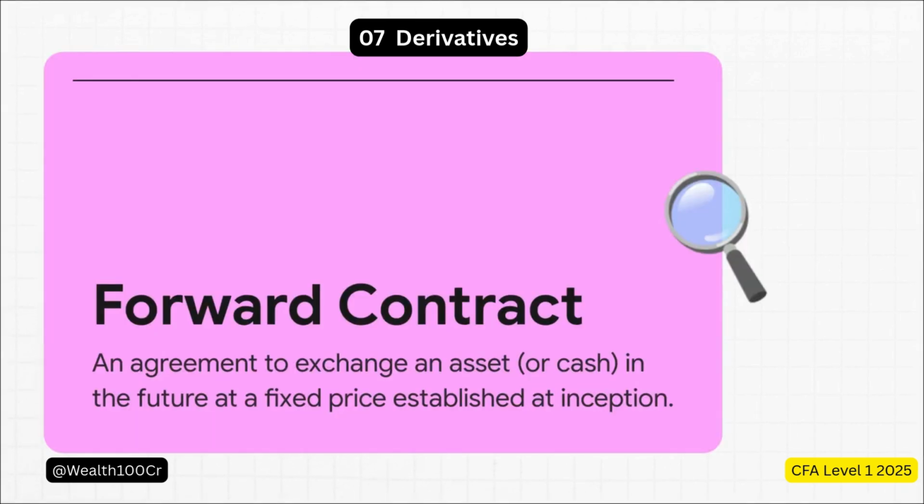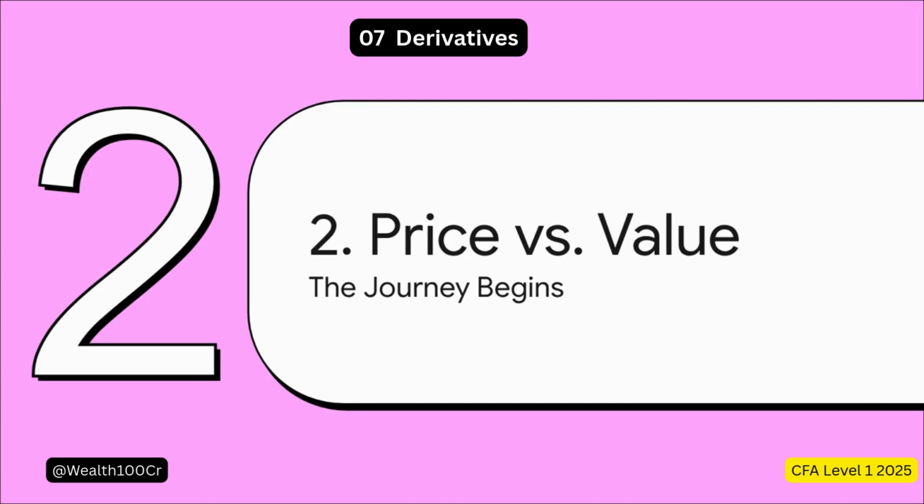So, a forward contract is just a formal name for this promise between our farmer and the juice company. It's a deal for the future with the price locked in today. It's just a promise to do business later at a price we decide now. Does that make sense? Good. Now, let's move on and see how this builds.